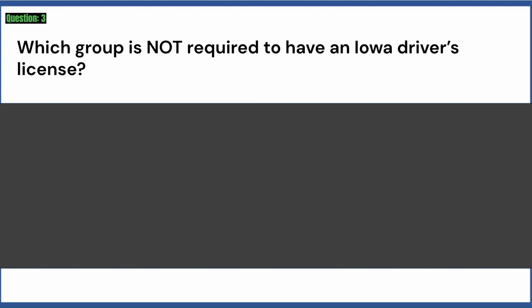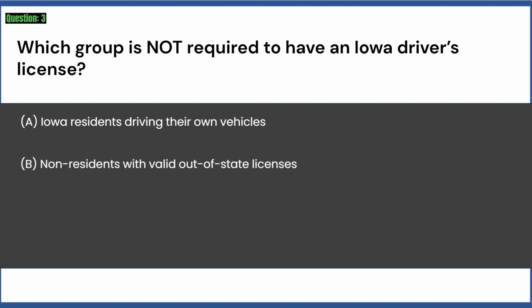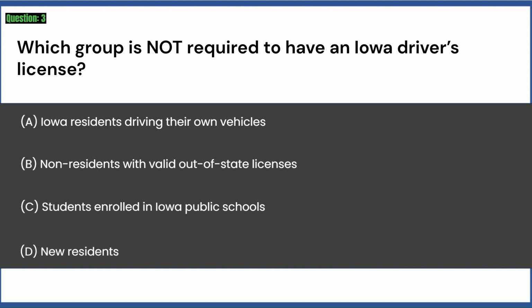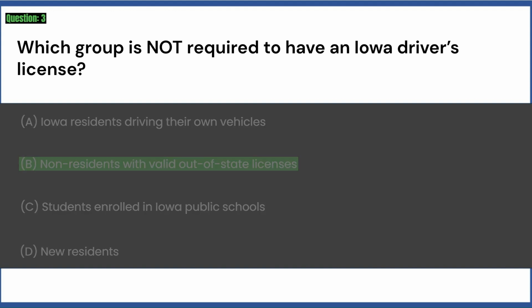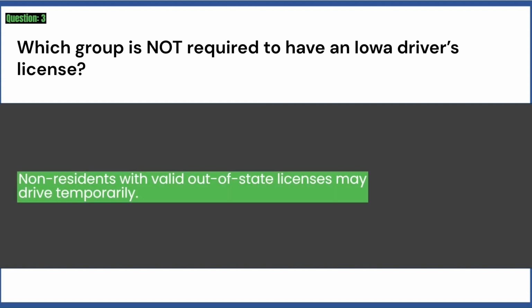Which group is not required to have an Iowa driver's license? A. Iowa residents driving their own vehicles. B. Non-residents with valid out-of-state licenses. C. Students enrolled in Iowa public schools. D. New residents. Answer, B. Non-residents with valid out-of-state licenses may drive temporarily.